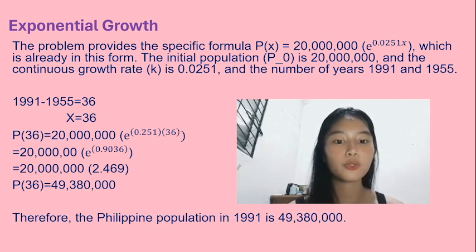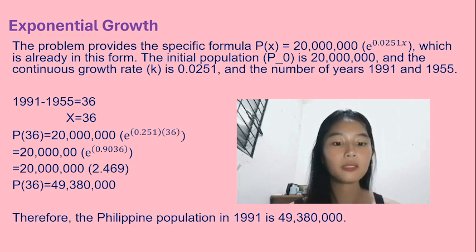Second, substitute x into the exponential growth model. Substitute x equals 36 into the equation p of x. So since our value of x is 36, it would be p of 36 equals 20 million times e raised to 0.0251 times 36.